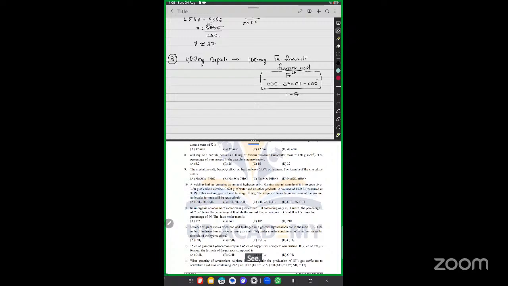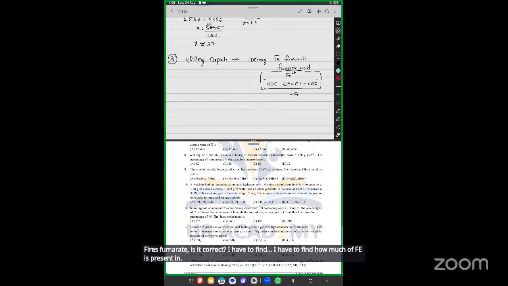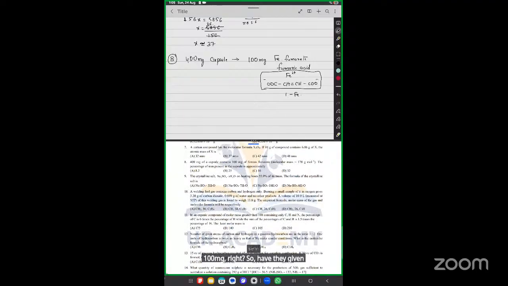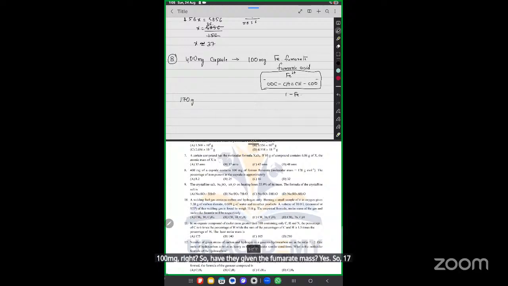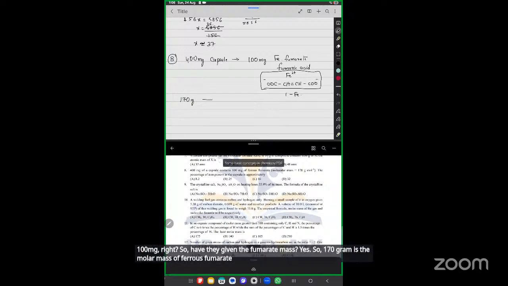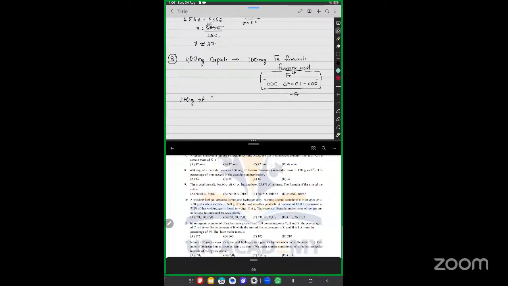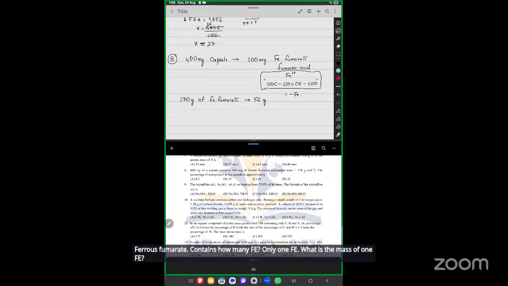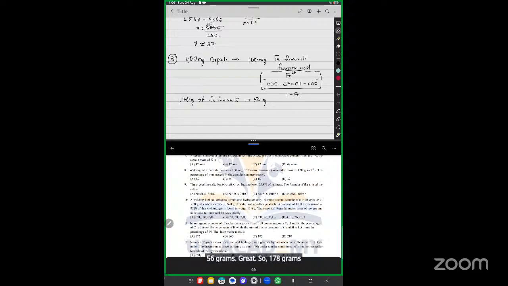In the capsule, you have 100 mg of ferrous fumarate. I know that one Fe is present in ferrous fumarate. I have to find how much Fe is present in 100 mg. Have they given the fumarate mass? Yes, 170 grams is the molar mass of ferrous fumarate. 170 grams of ferrous fumarate contains only one Fe. The mass of one Fe is 56 grams, so 170 grams of ferrous fumarate contains 56 grams of Fe.